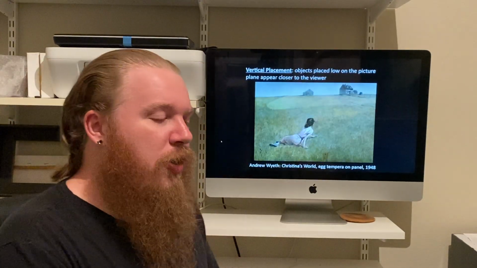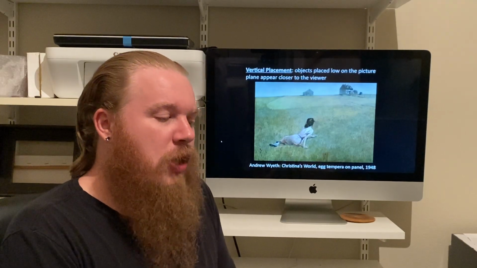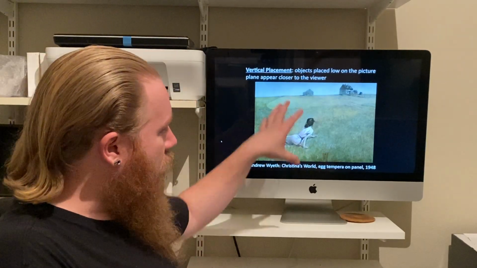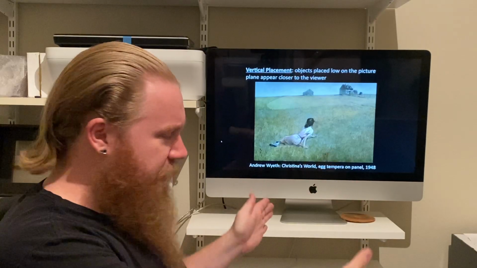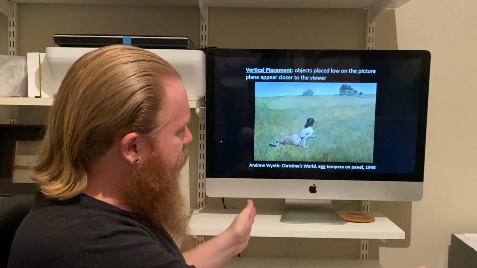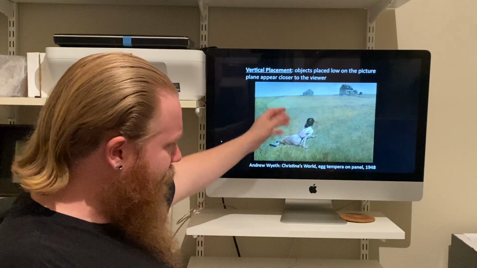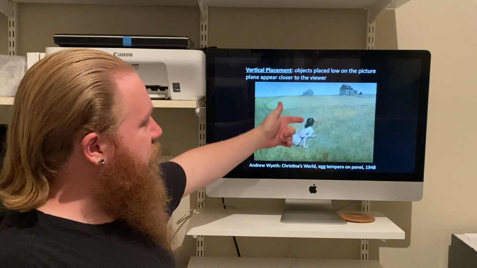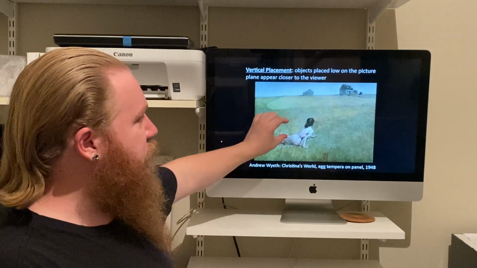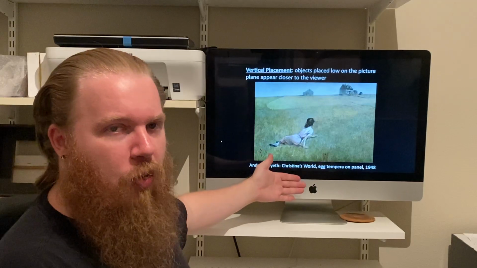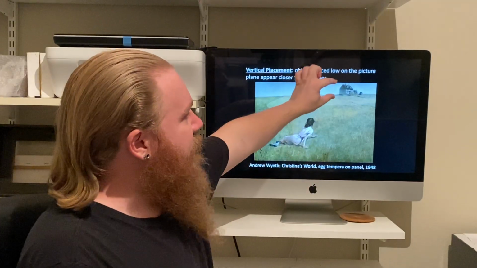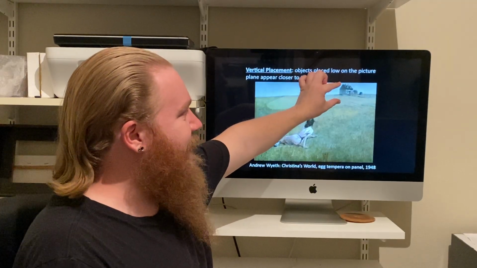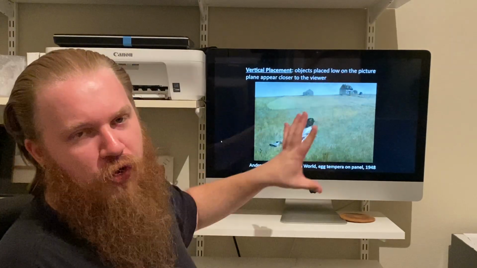Likewise, we also have vertical placement, which is when objects placed low on the picture plane begin to appear closer to us as the viewer, because we as the viewer are occupying the space right in front of the picture plane. And so, in this painting, Christina's World by Andrew Wyeth, we can see the figure of Christina here is much lower on the plane, so she appears as though she's standing not too far away from us, the viewer. Whereas the house up here, very tall on the picture plane, but also has that diminishing size, which makes it appear like it's further away from us.